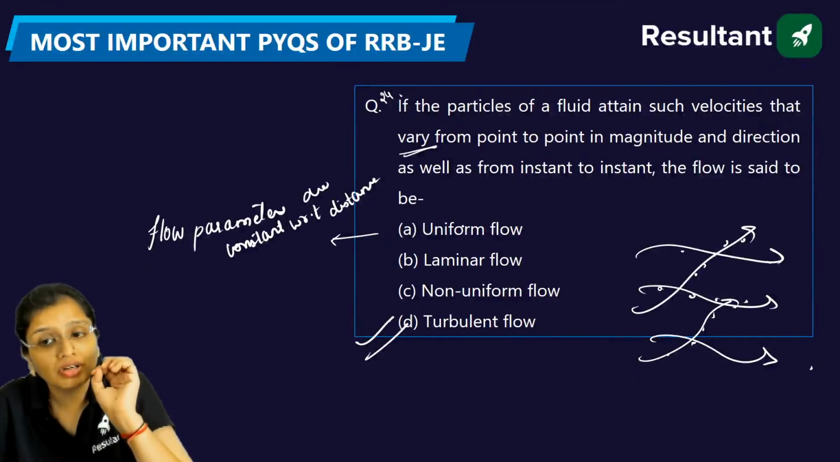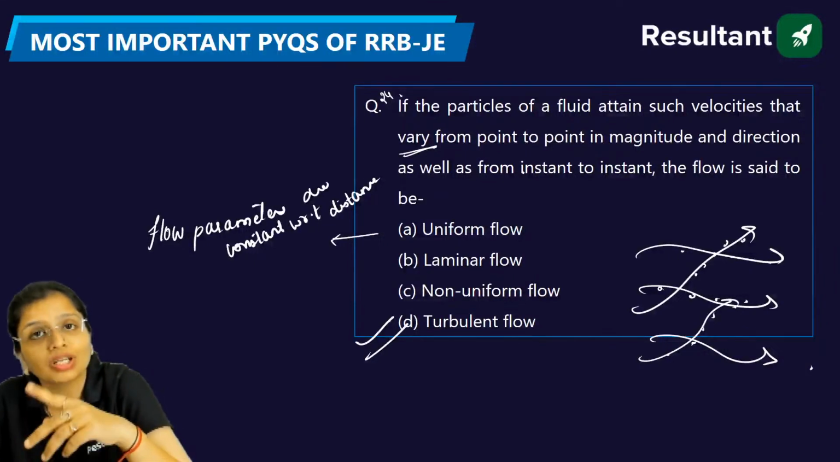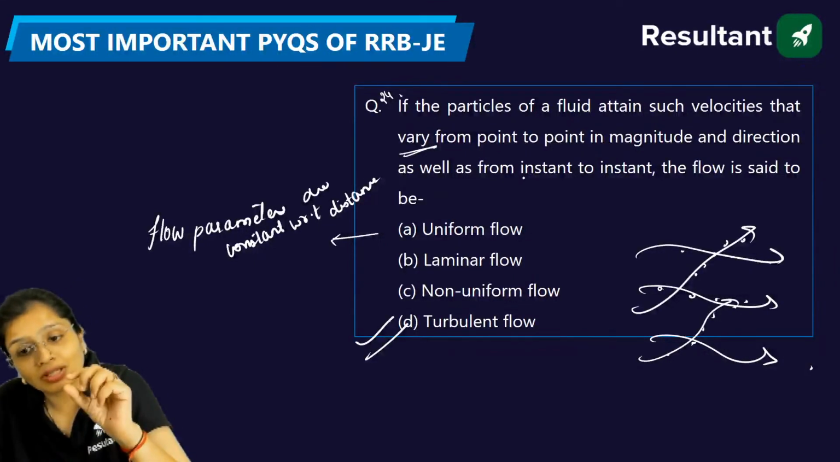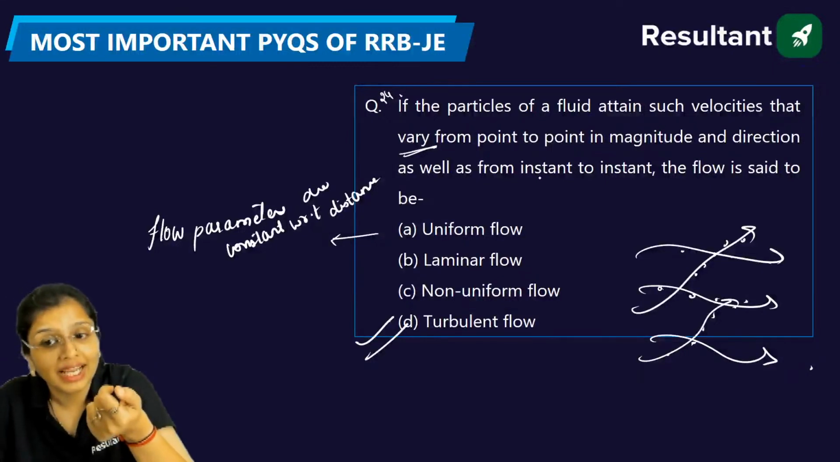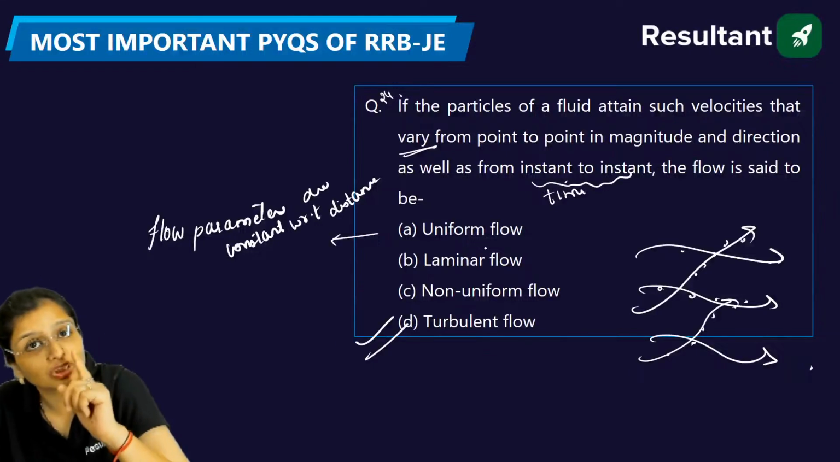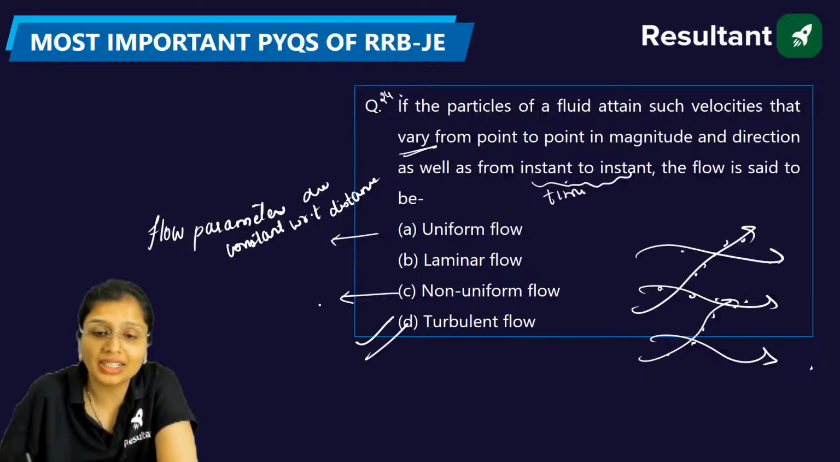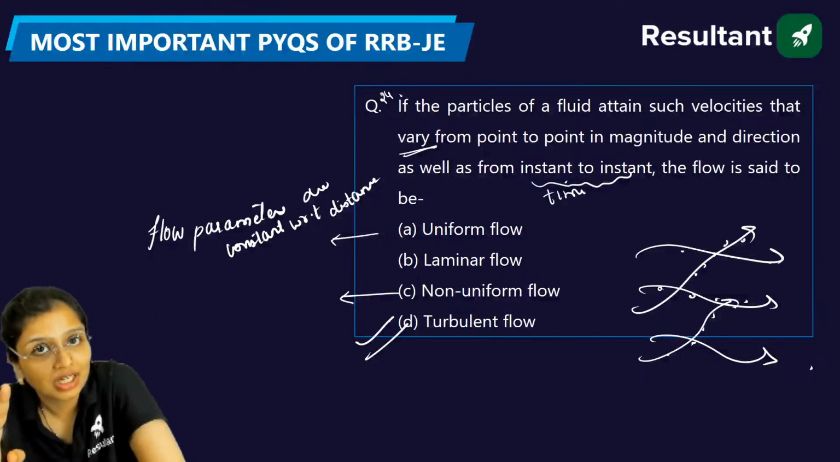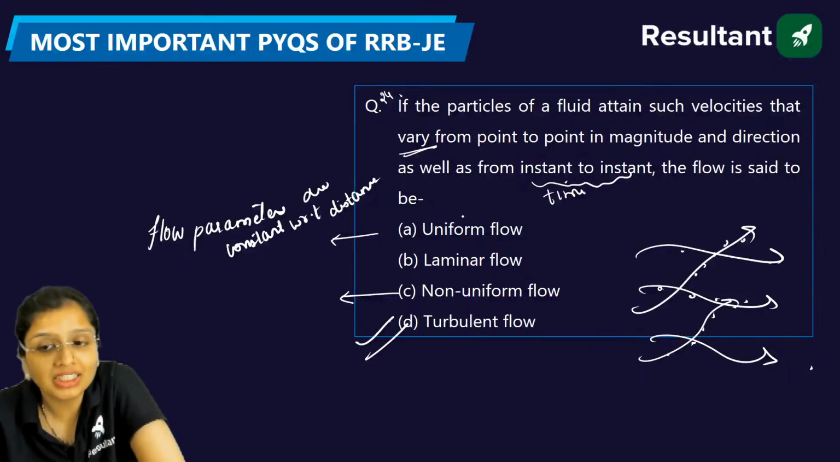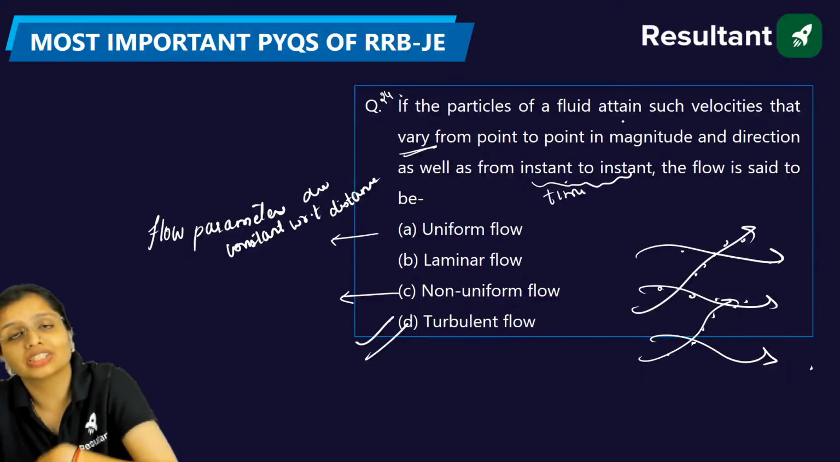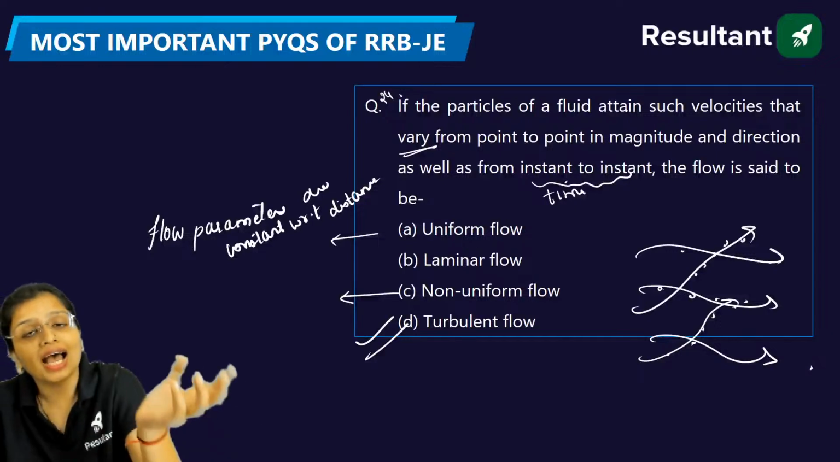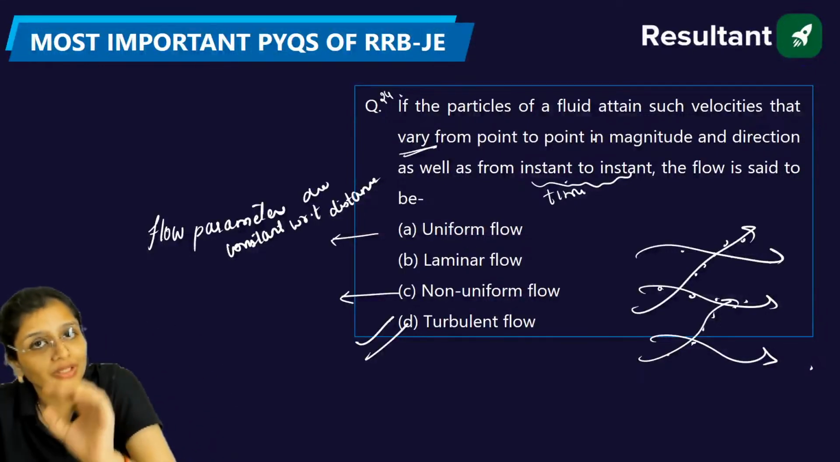Okay. Now it has told you that it is varying from point to point in magnitude as well as direction, as well as from time to time, from instant to instant. Instant to instant means it is varying with respect to distance also, and it is varying with respect to time also. Non-uniform flow is the flow where flow parameters are varying with respect to distance. Okay, but not with respect to time we are talking about. But here it is varying with respect to distance also, it is changing the direction also, and it is varying with respect to time also.